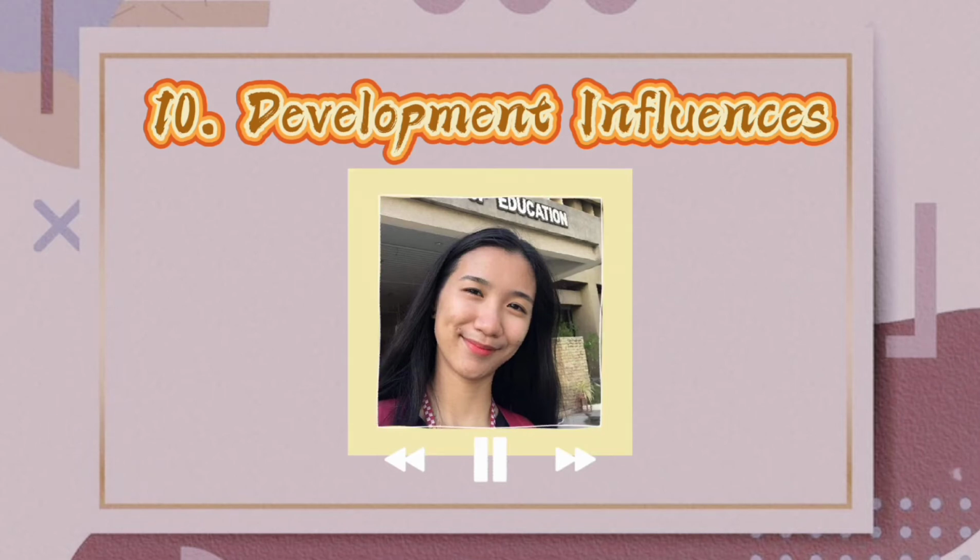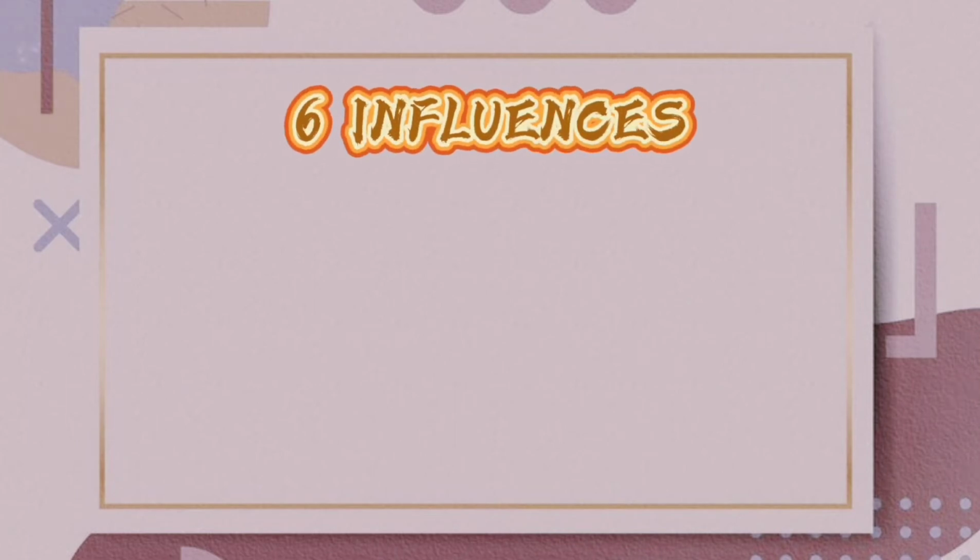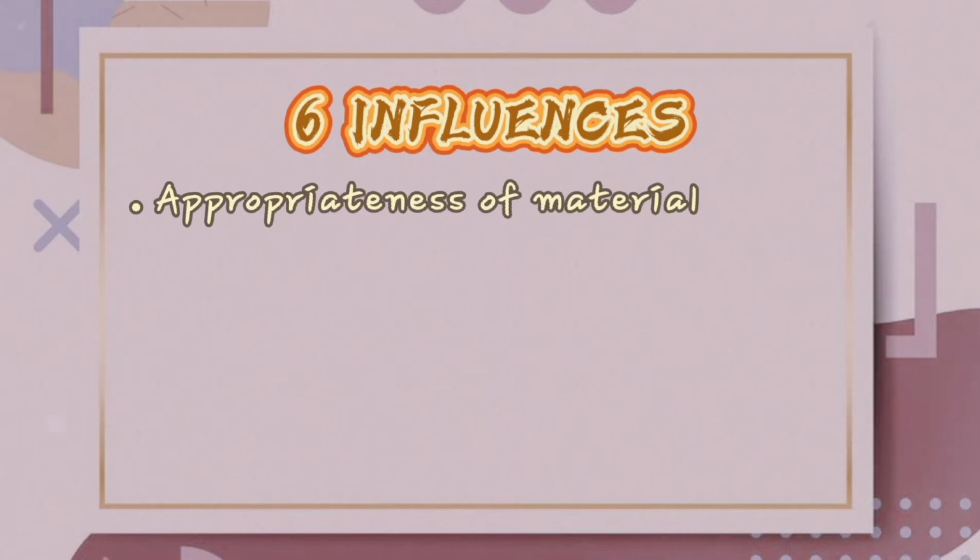As teachers, we need to take various aspects of progress into consideration while teaching, including physical, emotional, and social, in order to ensure that the students understand as best as possible. There are 6 influences of developmental learning. The first one is appropriateness of material.